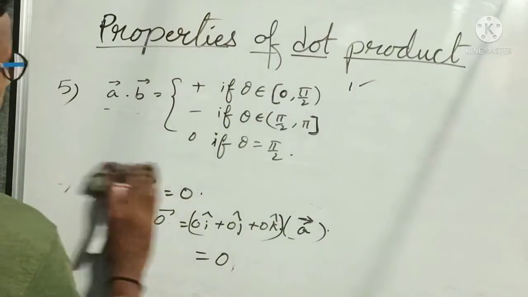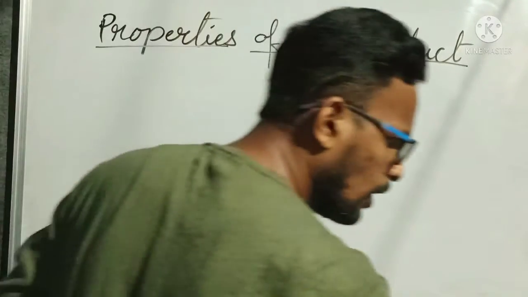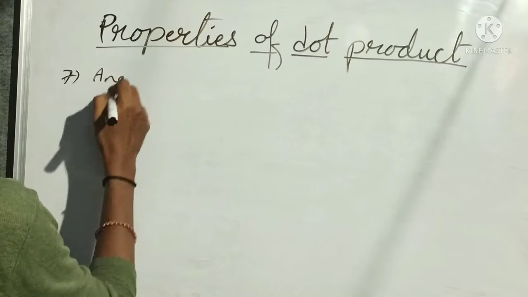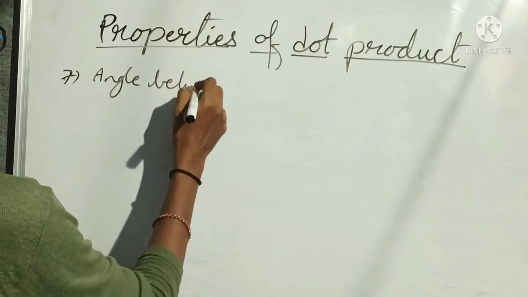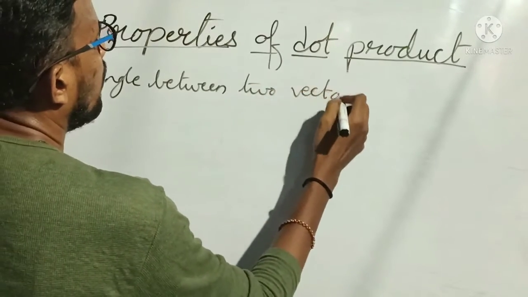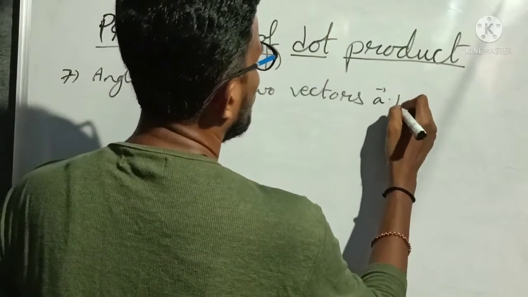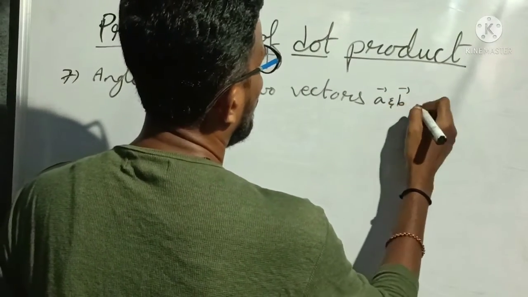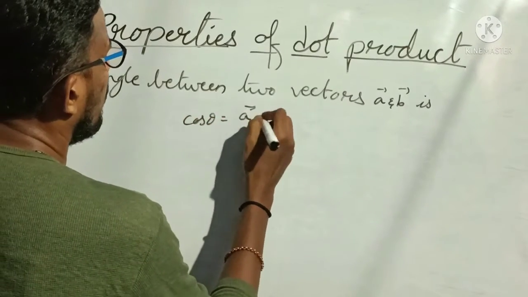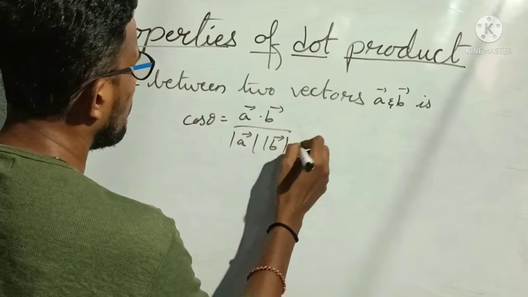Next, seventh property. What is the seventh property? Angle between two vectors, non-zero vectors, A bar and B bar: cos theta is equal to A bar dot B bar by modulus of A bar into modulus of B bar.